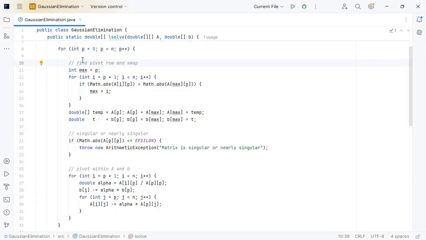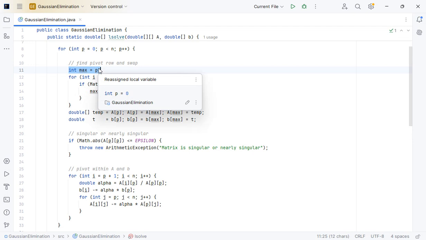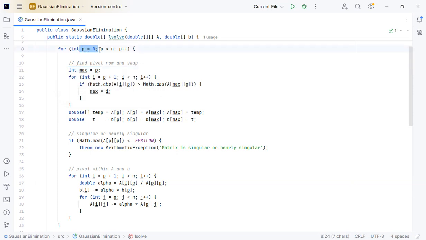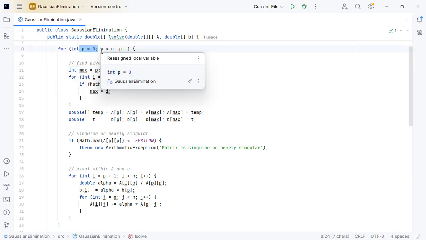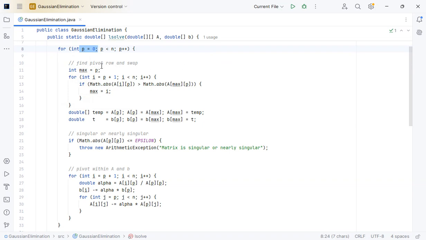Now you see find pivot row and swap. It means that we have a kind of pivot row, the row which we are going to have. But here maybe they have something different. Let us see what is happening in this section. Firstly we make max equal p. What does it mean? It means that we are taking p according to the cycle. And why do we need this? How do you think?